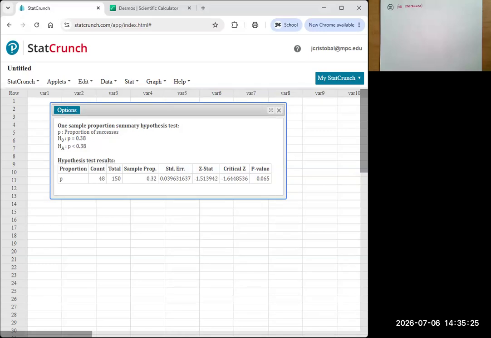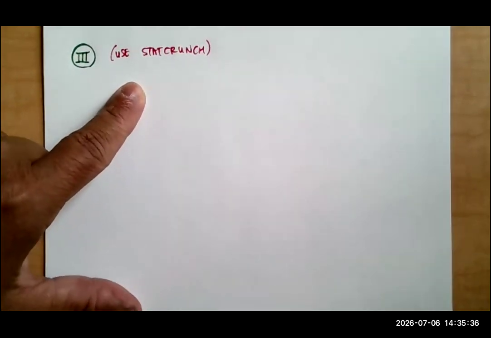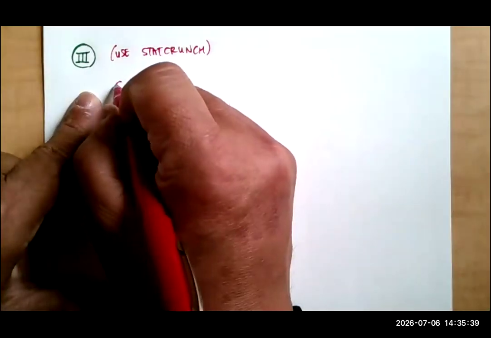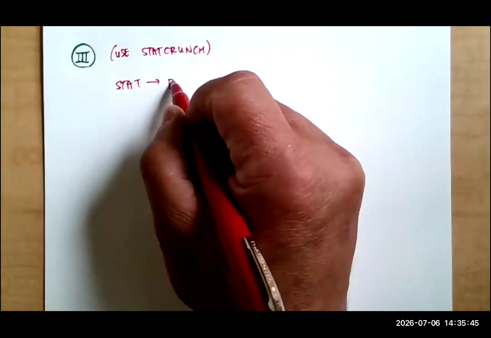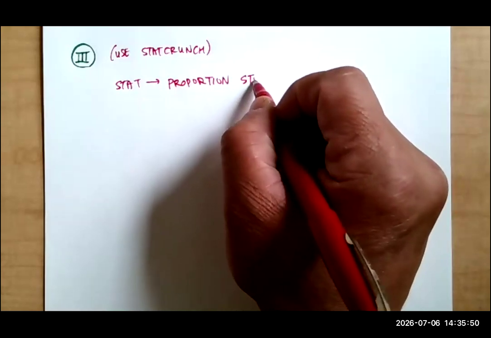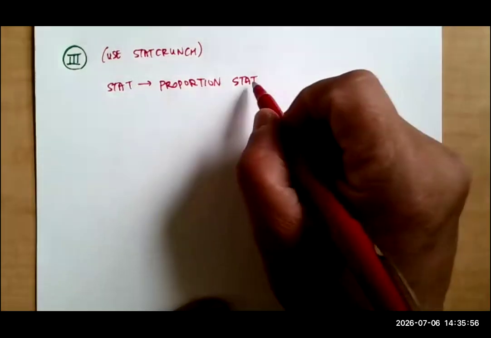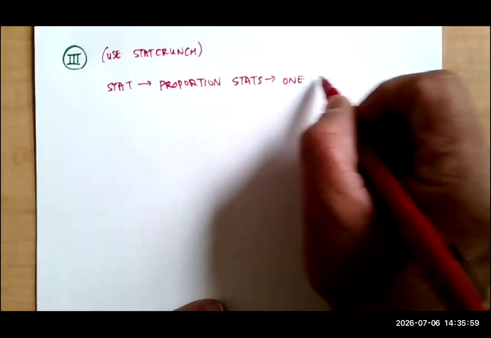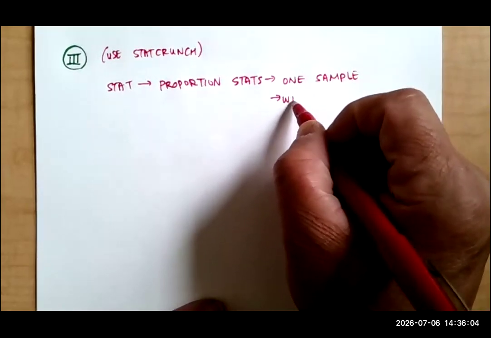All right, so I'm going to go back to the notes. There's our information, all right? And we'll borrow that result there, okay? So using StatCrunch, remember that's going to be under the stat menu. And then we're going to look for, depending on what we're working on, in this case, proportion stats. We're dealing with one population or one sample that we've identified. And we're going to go with summary.